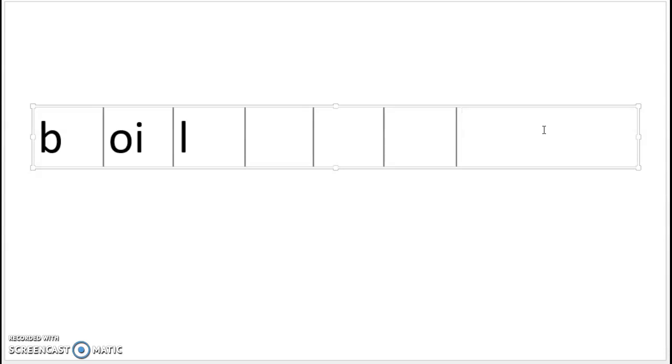Now instead of toil, my word says, yes, boil. I'm going to change the first sound again, so now instead of boil, my word is foil. Now I'm going to change, what sound did I change? I changed the middle sound from oi to e. Yes, e says e. So instead of foil, my word says, yes, feel.